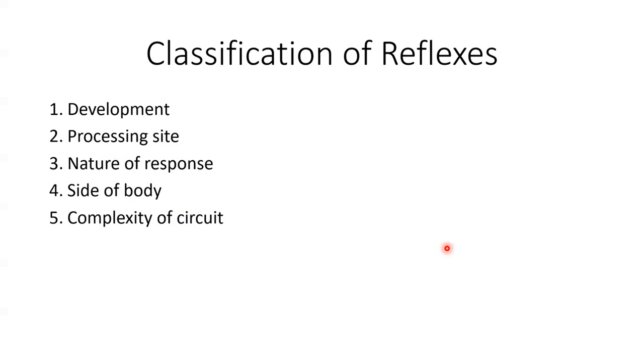Now, when we talk about reflexes, we actually categorize them into several different classifications, and a single reflex can fall under more than one classification. So some of the classifications that we're going to look at today are the development of the reflex, the processing site, the nature of the response, the side of the body, and the complexity of that neural pathway.